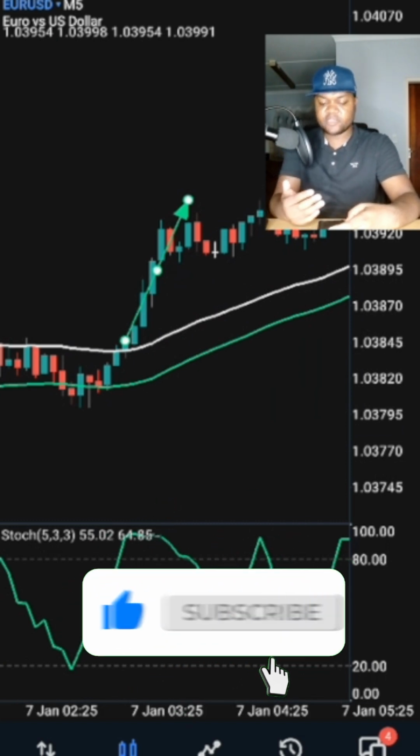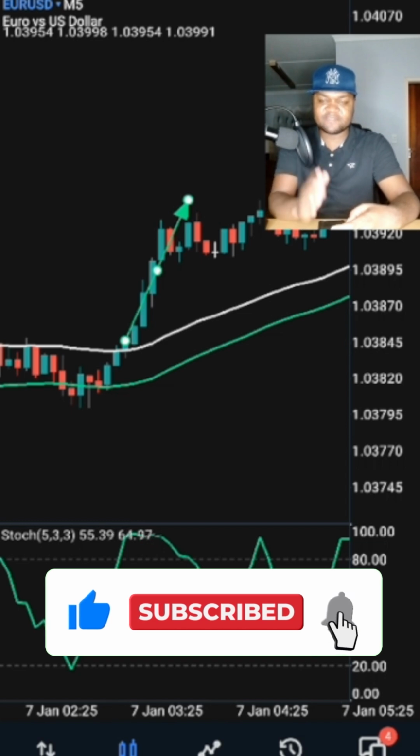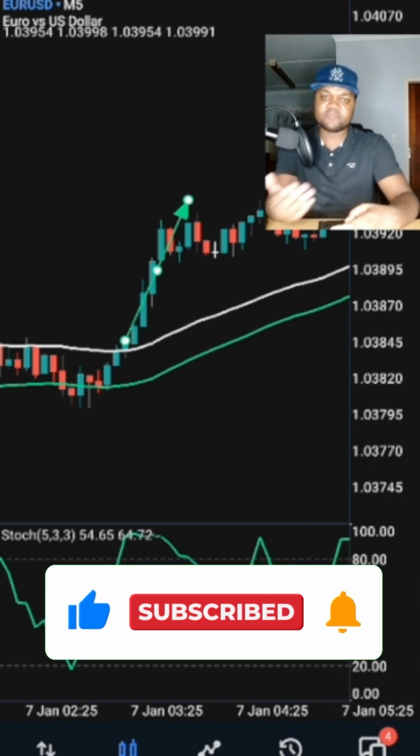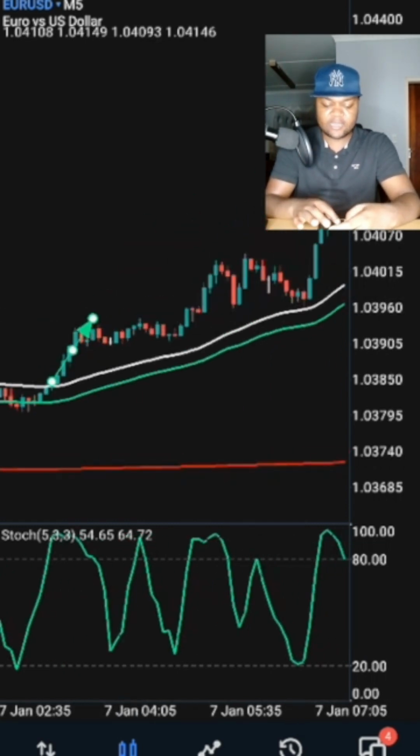We said you can make use of a 1:2 risk to reward ratio, where you can use 5 to 10 pips as your SL. That means your take profit is going to be 10 to 20 pips. So you can choose depending on the size of your account. Then you hold the trade.